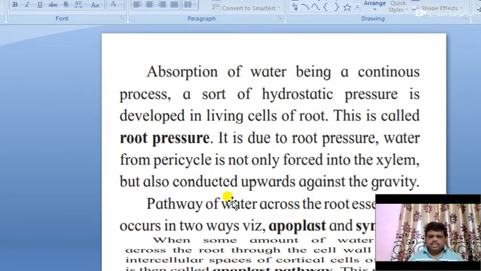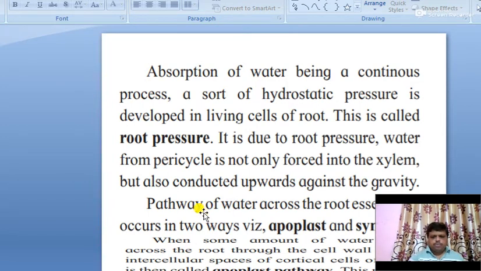Let us see regarding the symplast pathway. When water passes across from one living cell to another living cell through plasmodesmata, then it is called the symplast pathway. It is also called the transmembrane pathway. Okay, so this is simply regarding this.